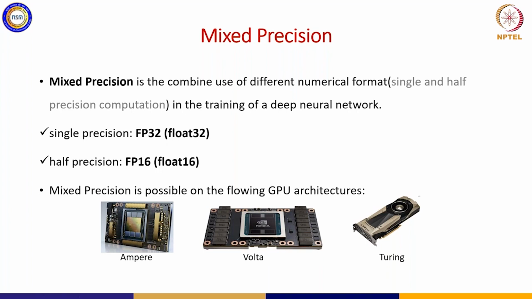To use mixed precision, there are requirements. We look at the resources that make the usage of this precision possible. You must consider the GPU architecture which facilitates the use of mixed precision. First, we have Ampere: if your GPU is of the Ampere architecture, you can use mixed precision. It's possible for the Volta architecture, and also for the Turing architecture, mixed precision is possible.